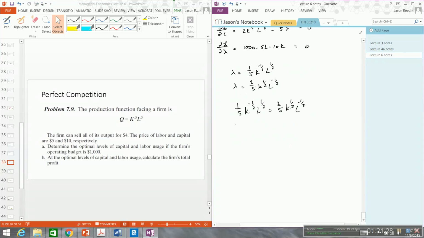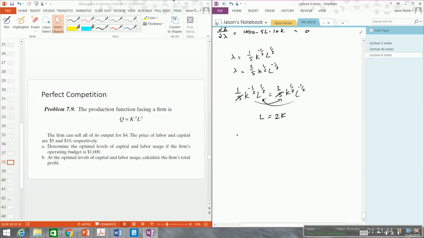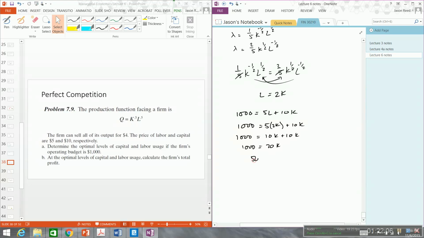I'm going to solve. I know that we have like denominators, so those cancel. I'm going to bring K to this side. I'm going to bring this L to this side. So I have L is equal to 2K. So now we have our last constraint. So we have 1,000 is equal to 5L plus 10K. So I know 1,000 is equal to 5 times 2K plus 10K. So I know 1,000 is equal to 10K plus 10K. So 1,000 must be equal to 20K, which tells us that K must be equal to 50.